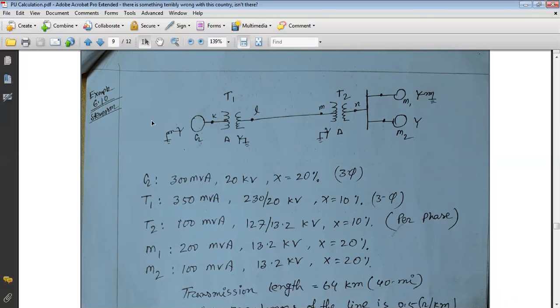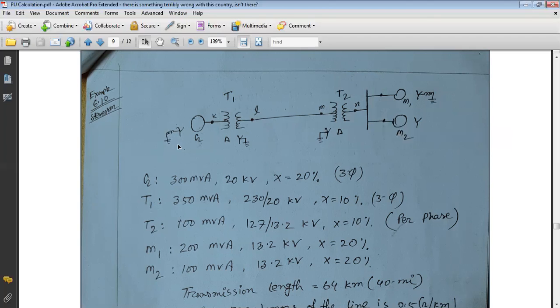Here, a one-line diagram is given for a particular power system. In this one-line diagram, there is a generator, the generating unit. This is a step-up transformer, T1. This is a high voltage transmission line connected between points L and M. This is a second transformer, the step-down transformer T2. And here there are two loads, two motors, M1 and M2.